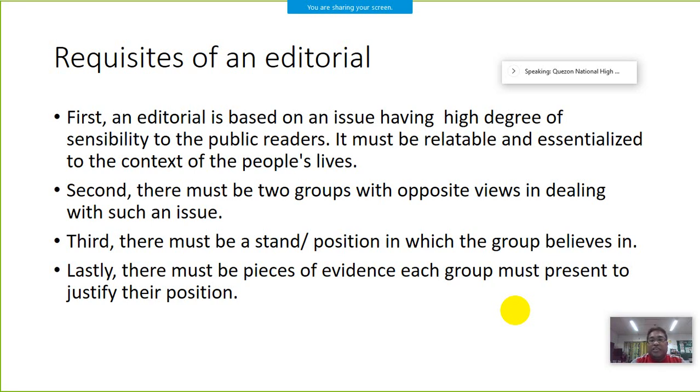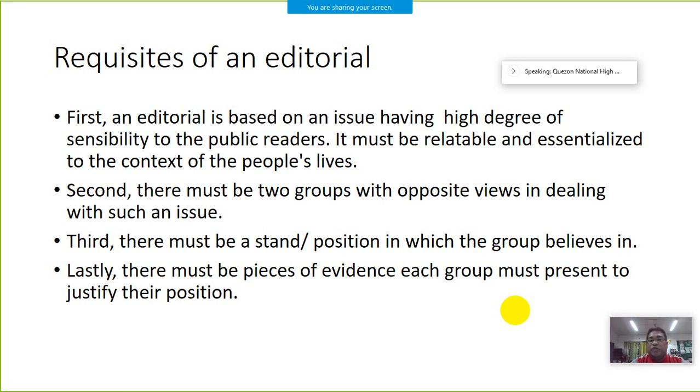So in short, it should have high degree of sensibility to the public readers. It must be relatable and essentialized to the context of the people's lives. So in other words, an editorial must be something that the readers might relate to. And to be essentialized, it means we have to contextualize it to the readers' lives.